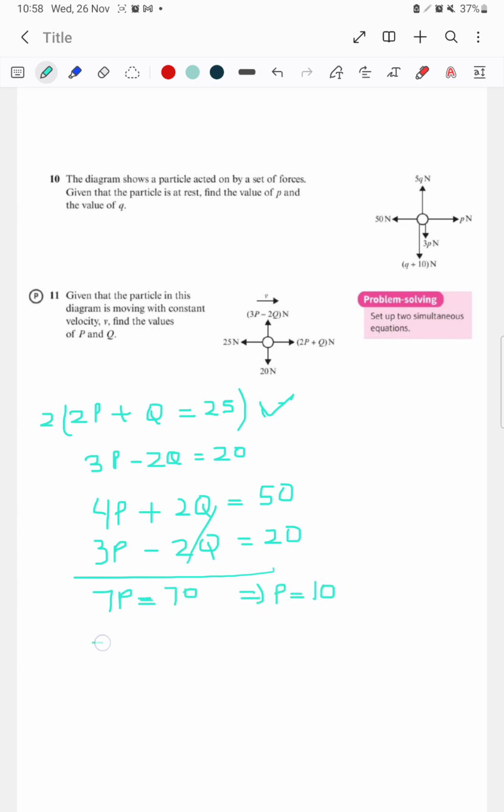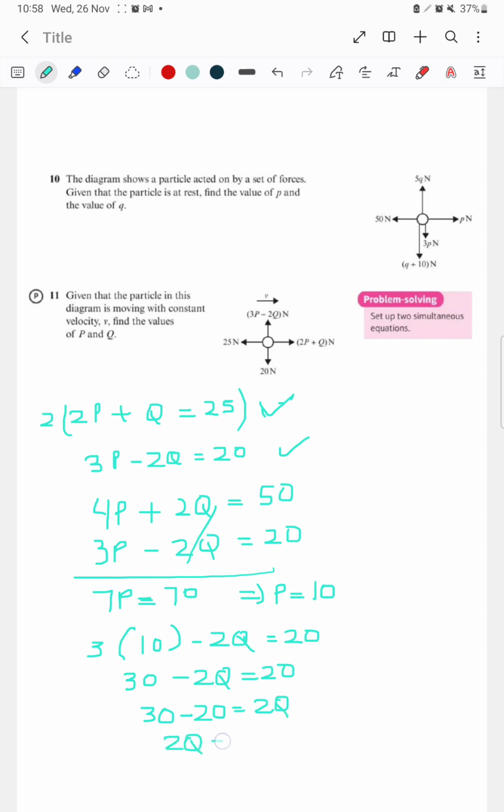Now I can substitute this value of P in equation 1 or 2, that's up to you. So 3 times 10 minus 2Q is equal to 20. So 30 minus 2Q is equal to 20. 30 minus 20 is equal to 2Q. So 2Q is equal to 10, and that gives me Q is equal to 5, and these are the forces, so 5 newtons and 10 newtons.